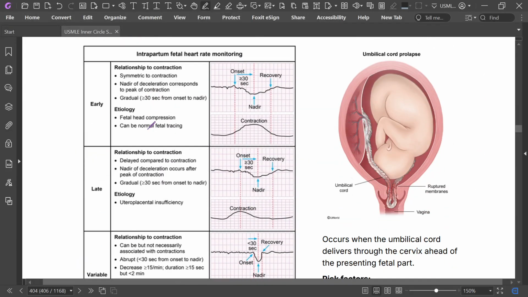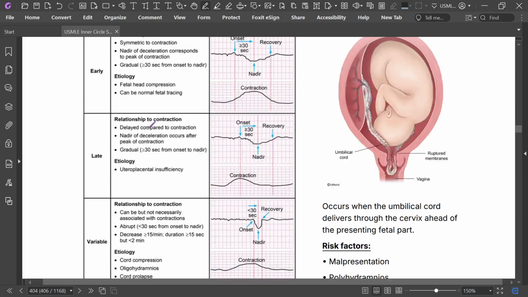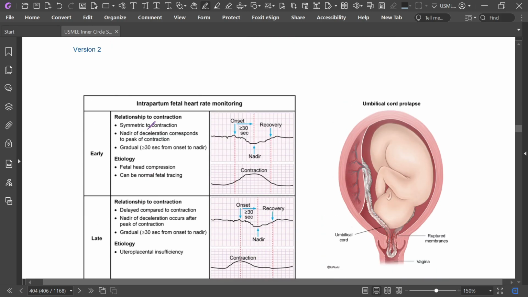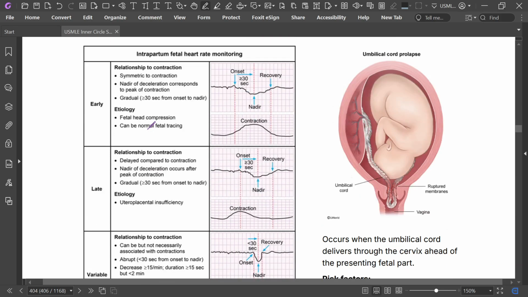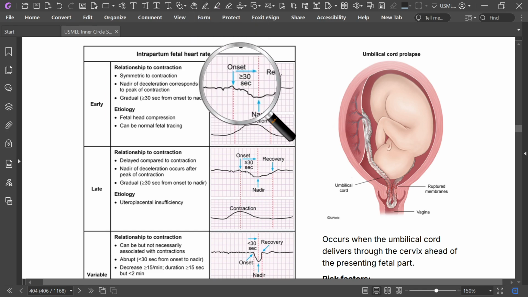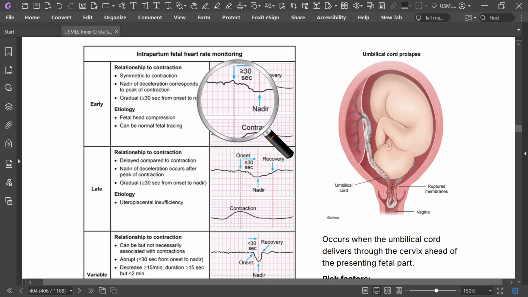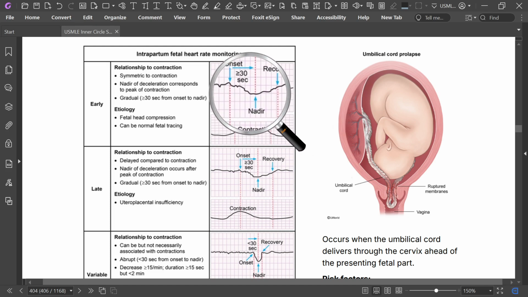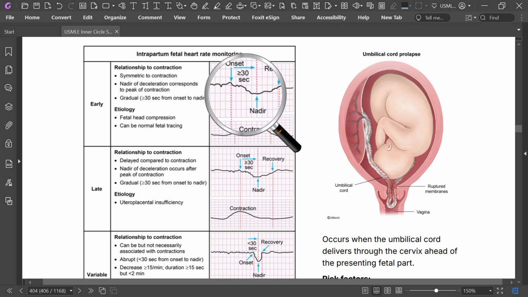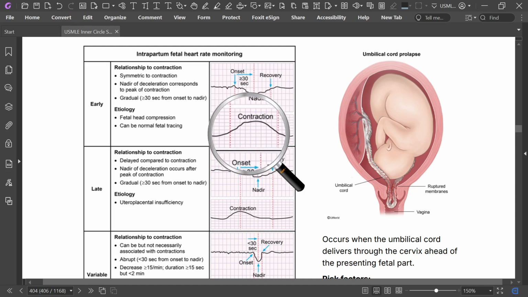Now this box is a very high yield and wonderful box. Look at the onset. One small square belongs to 10 seconds.